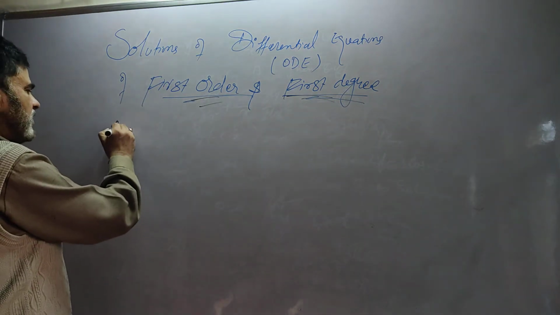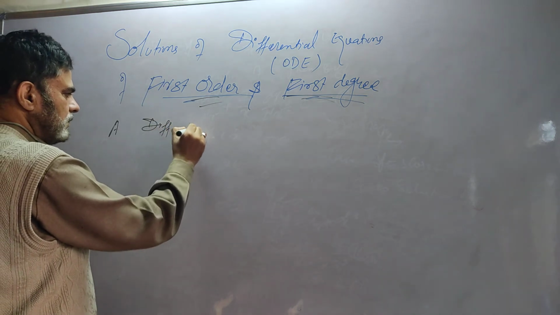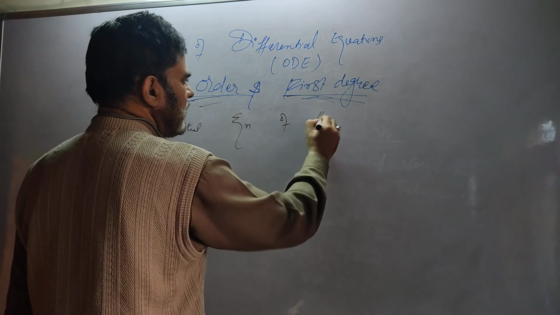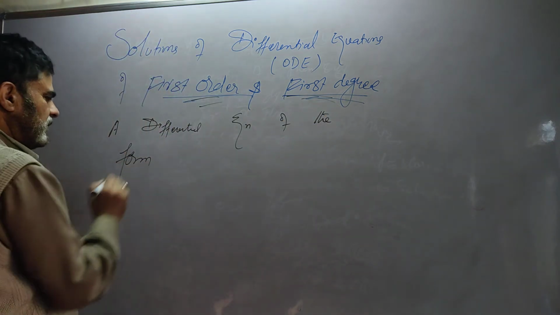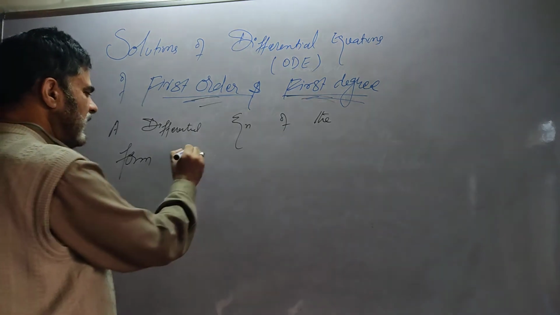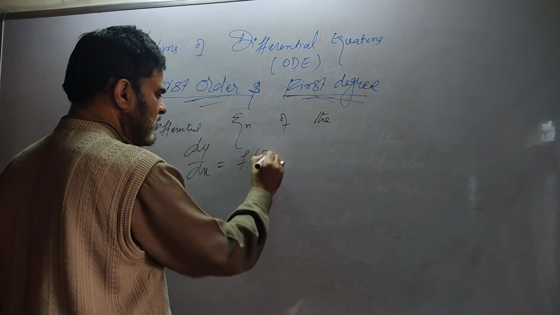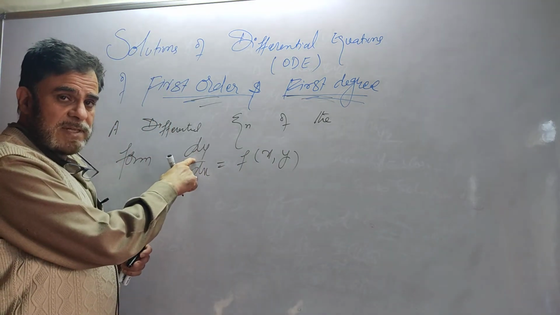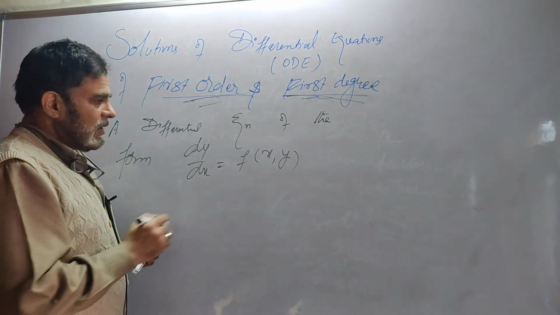A differential equation of the form dy by dx is equal to some function of x and y, f of x, y. It involves dy by dx. Highest order is 1, highest degree is also 1.